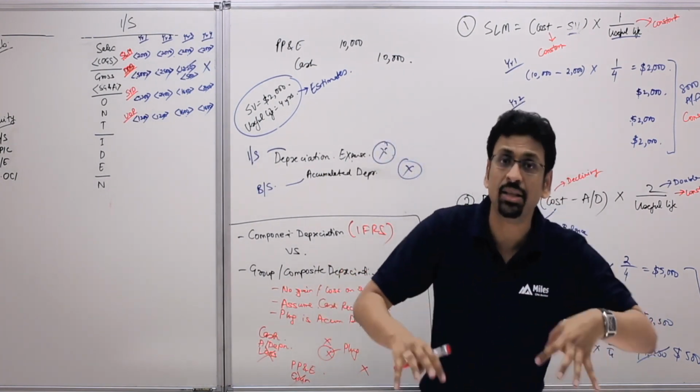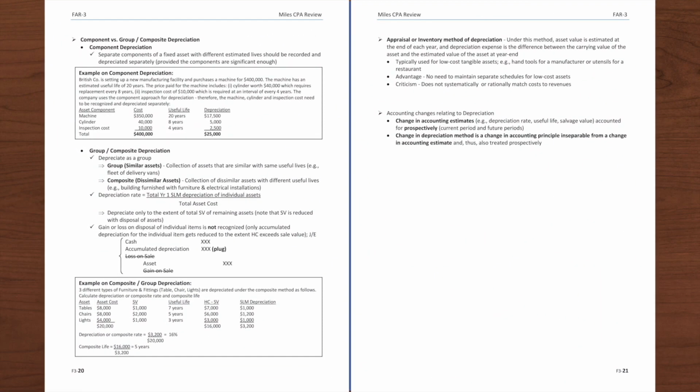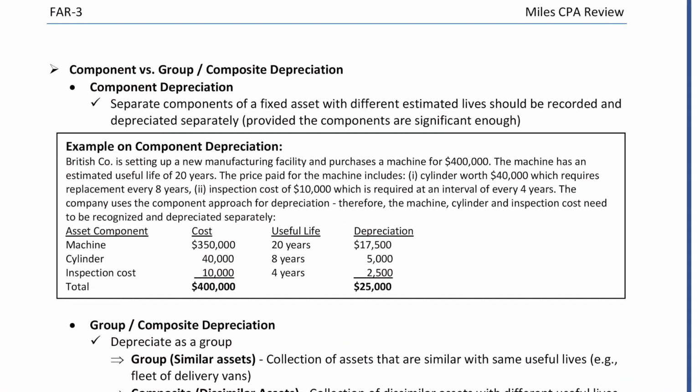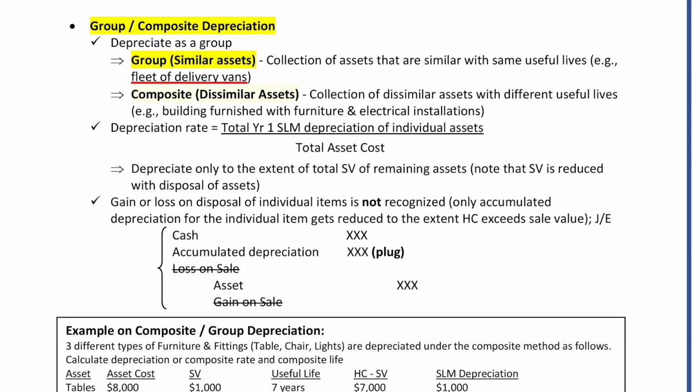So let's look at this in the book and we'll come back with more. We're looking at component versus composite depreciation. Highlight component depreciation. Next, highlight group or composite depreciation. Highlight group, that's similar assets, and you can underline the example, fleet of delivery vans. Next, highlight composite, that means dissimilar assets. And for the example there, underline building furnished with furniture and electrical installations.